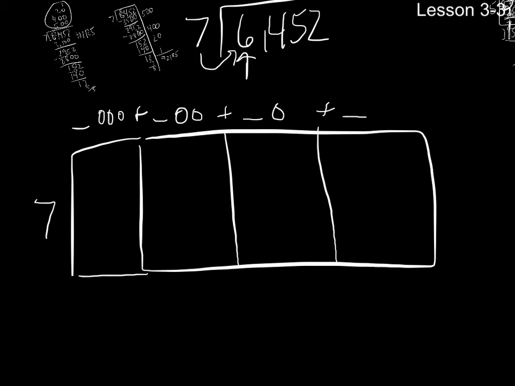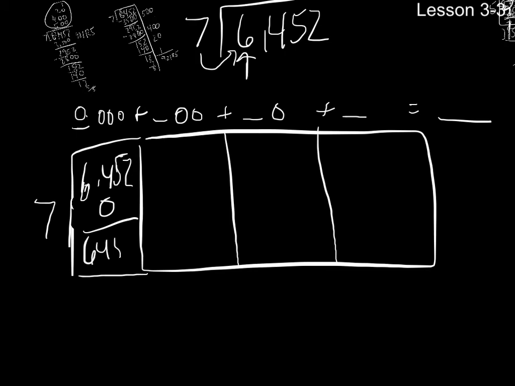So this is what the board would look like, and your answer would be here once you add up all of your partial quotients. So the number is 6,452. The lowest number I could have here is a 1, besides 0, of course. And 7 times 1,000 is 7,000. That is too high. I'm already over. So that tells me that there are 0 thousands times 7 inside 6,452. So 0 times 7 is 0. 6,452 minus 0 is 6,452, and that can go in the next box.